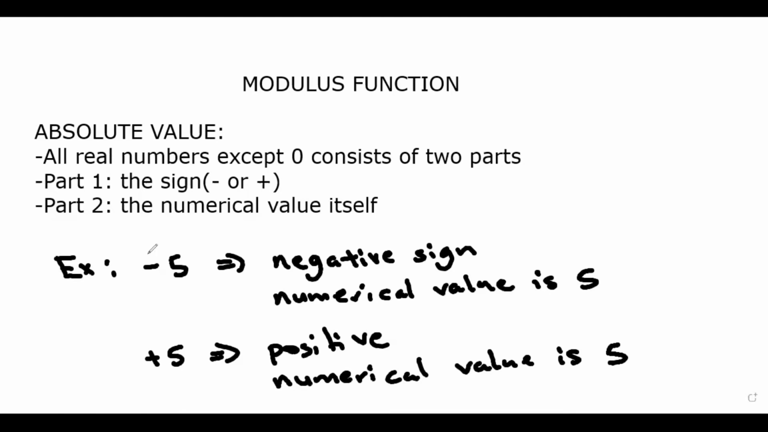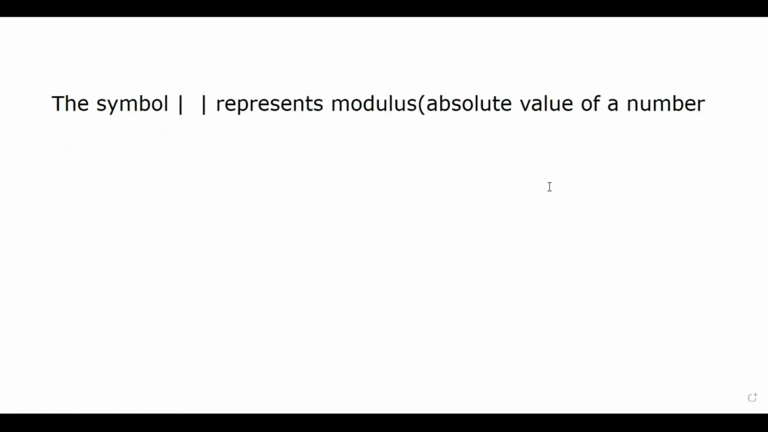Now the symbol in front of the numerical value tells you which direction you're going on the number line. If you're going to the left, that would imply that it is negative. If you're going to the right, that would imply that it's positive. Now the symbol here represents the modulus or the absolute value of a number.